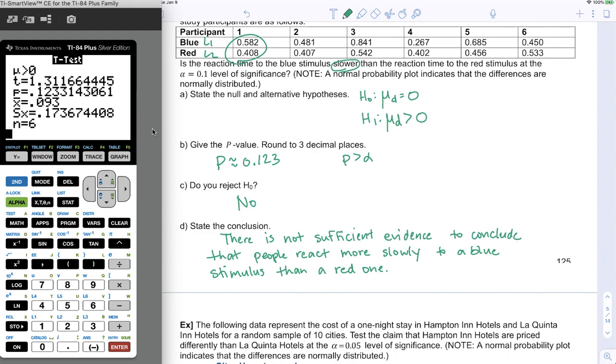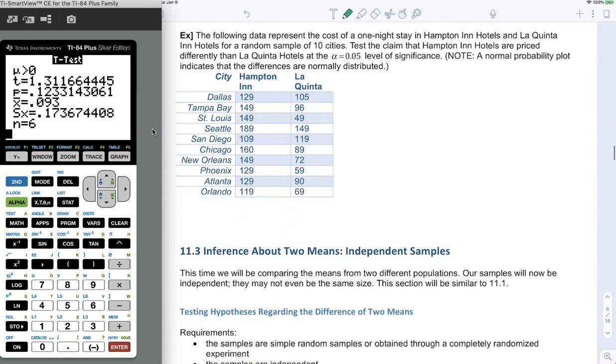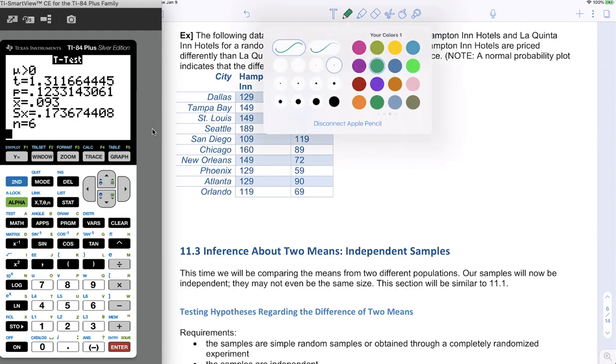Okay, so let's try another one and just see how it's different and also see the similarities. The following data represent the cost of a one-night stay in Hampton Inn Hotels and La Quinta Inn Hotels for a random sample of 10 cities. Test the claim that Hampton Inn Hotels are priced differently than La Quinta Inn Hotels at the alpha equals 0.05 level of significance. Note, a normal probability plot indicates that the differences are normally distributed. That's always added in when our sample sizes are small, just to know that our requirements are met.